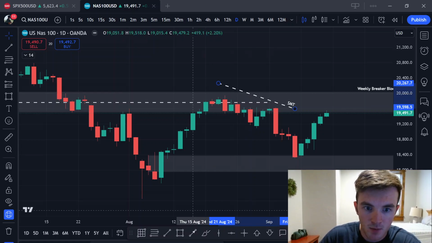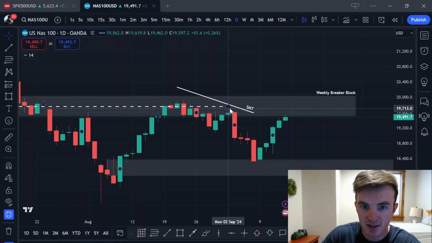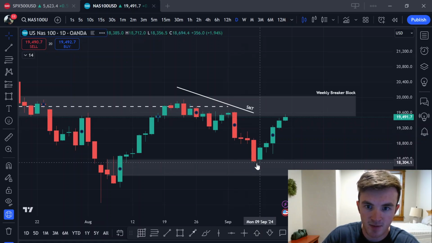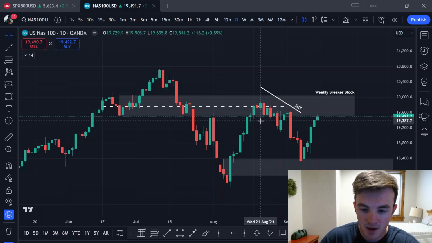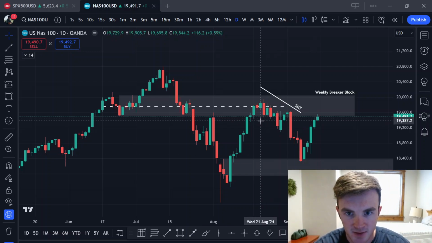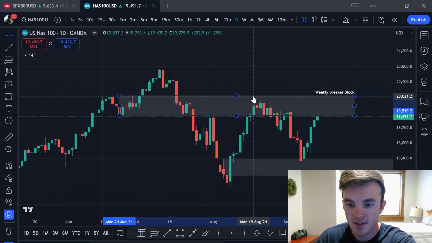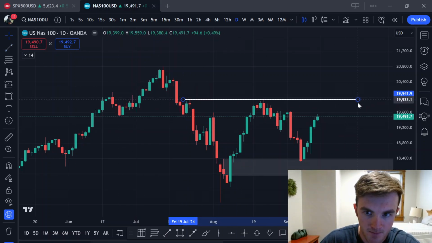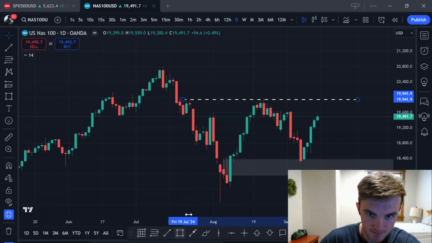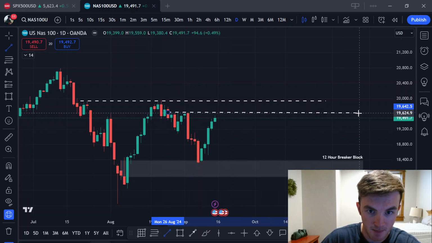So, what happened next? Price the next week after we got this SMT proceeded to crash all the way down to this breaker block, and we got a reaction. Now, what I failed to realize last week is that we actually have a ton of buy-side liquidity left. We have these equal highs up here, which are very clear and they're hard to miss. And we also have equal highs right here.